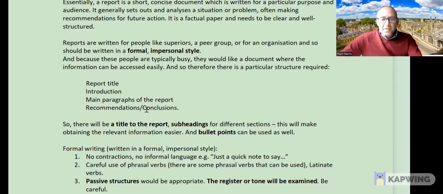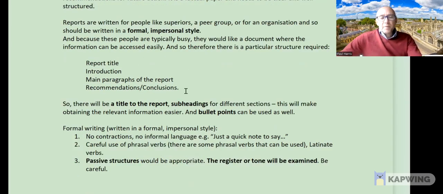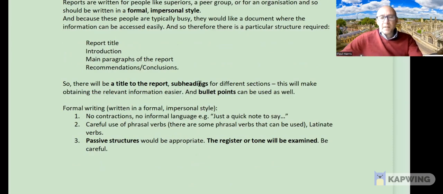Now, within this structure here, we've talked about a title, we've talked about subheadings. It's also possible, if you want to, to use bullet points, okay? And we'll have a look at those in a minute. They're very easy ways of presenting information in a quick and easy way to read.